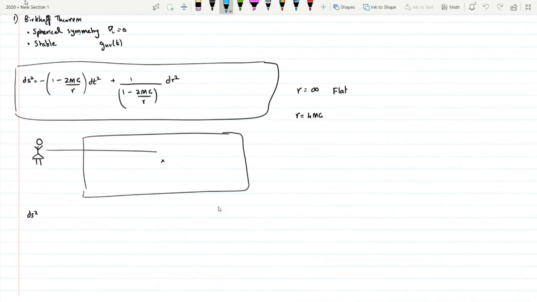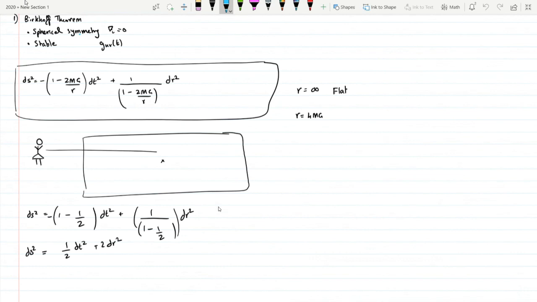1 minus 2MG by 4MG, plus 1 over 1 minus 2MG over 4MG. What happens here? Does everyone see half dt squared? Okay, so we've got half dt squared, then 2 dr. So you can see our metric when we get closer and closer to the black hole has changed.